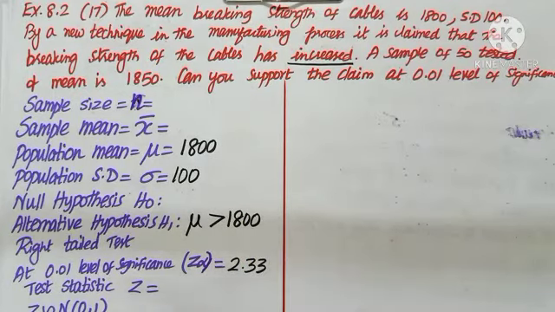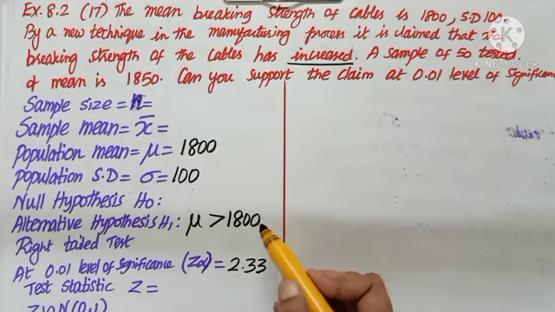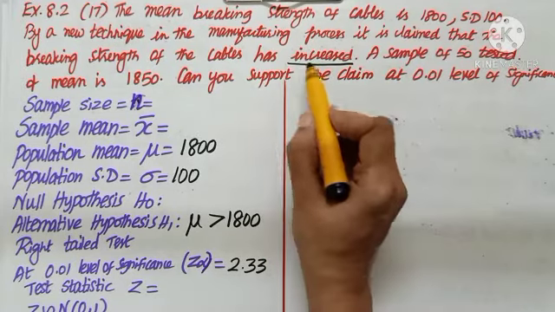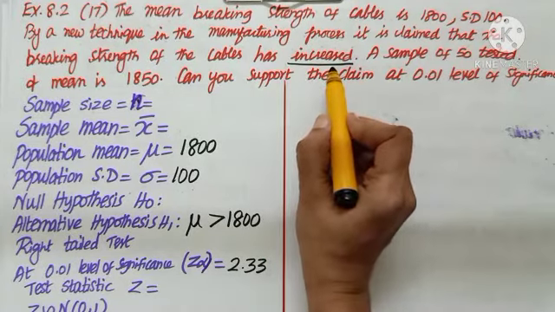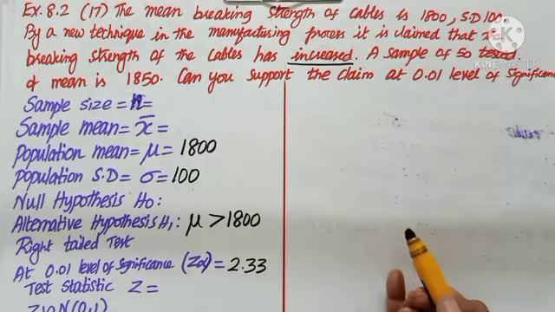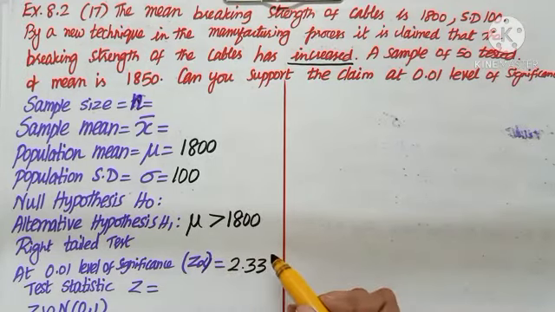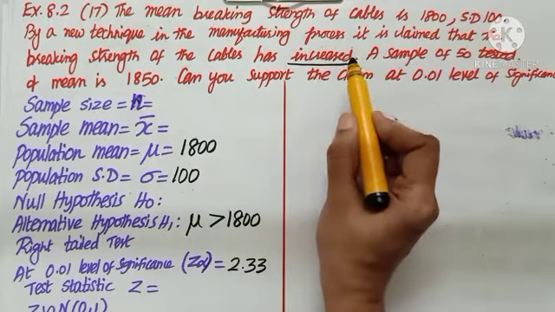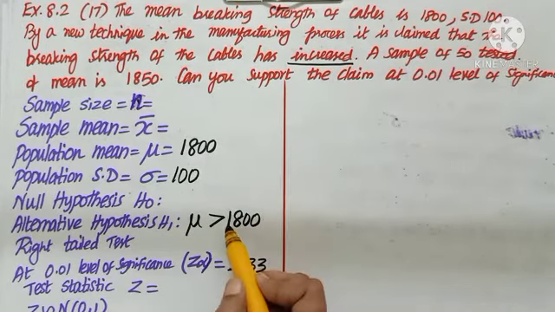Unlike the other problems, it is a one-tailed test. So these words give us the clue what test it is. Usually we say, is there a difference? Is there a significant difference? So those things are mu not equal to. When they give you the word increased or decreased, we use this.